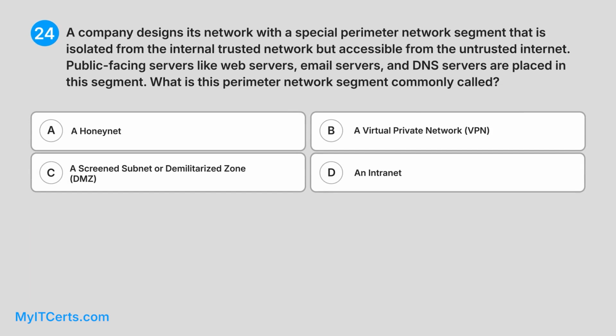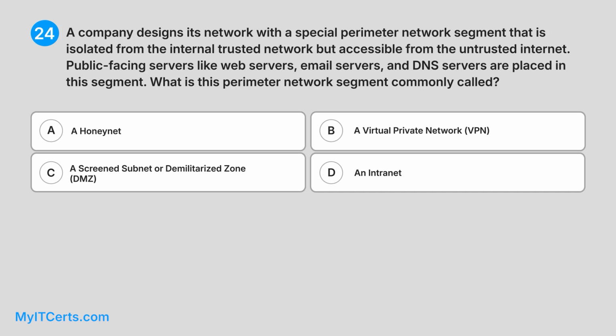24. A company designs its network with a special perimeter network segment that is isolated from the internal trusted network, but accessible from the untrusted internet. Public-facing servers like web servers, email servers, and DNS servers are placed in this segment. What is this perimeter network segment commonly called?